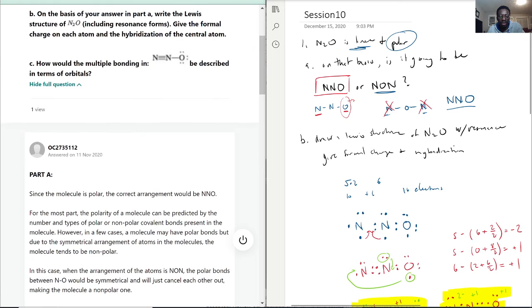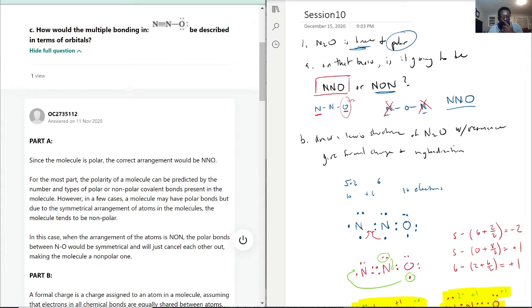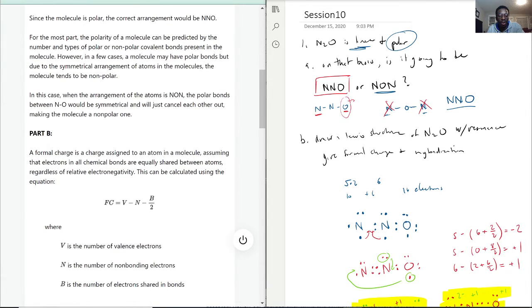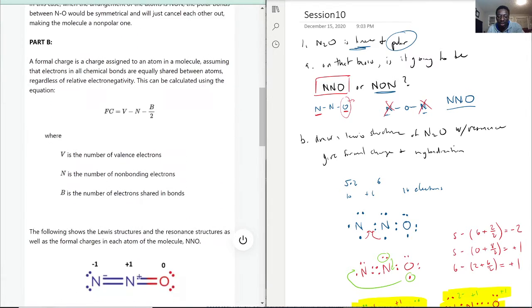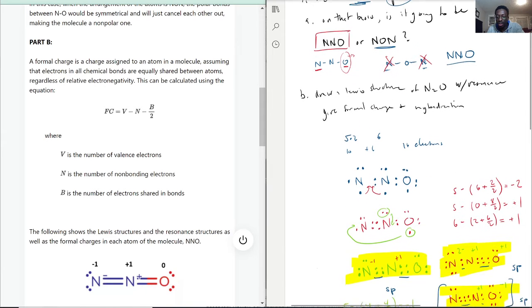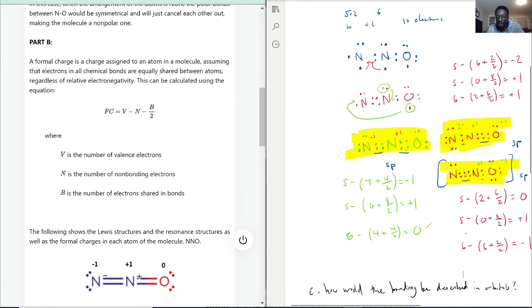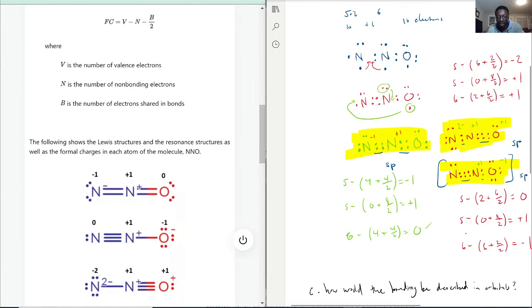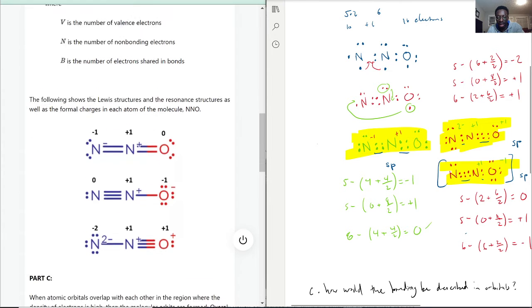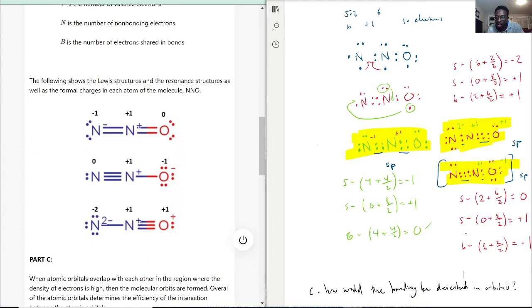For the first question, since the molecule is polar, the correct arrangement has to be NNO, because if you put it in NON, it'll be symmetrical and they'll cancel each other out. So that's why it has to be NNO, because that's the only way for both ends to be different, and so it results in a polar molecule. For part B, they're showing you how to go about getting your Lewis structure. So we got the first one here where we have the double bond in the middle. Perfect. And then we got the second one here where we have the triple bond on the nitrogens. And then we have the third one where we have the triple bond on the oxygen instead.